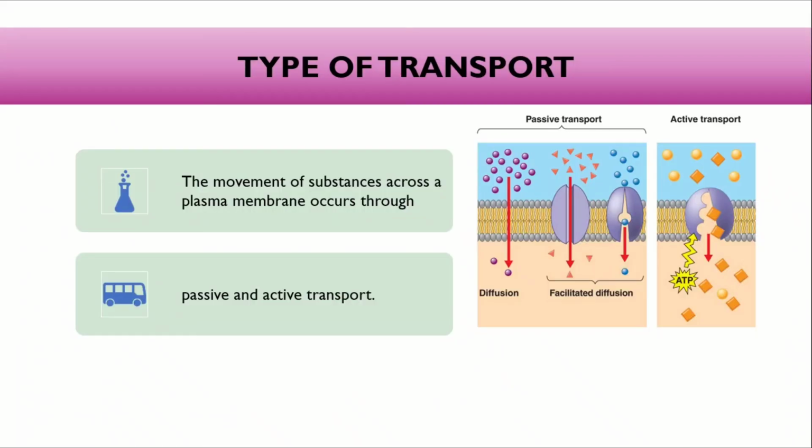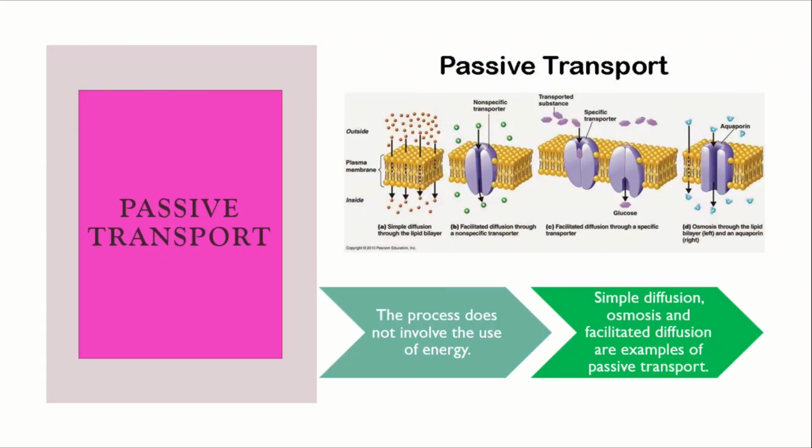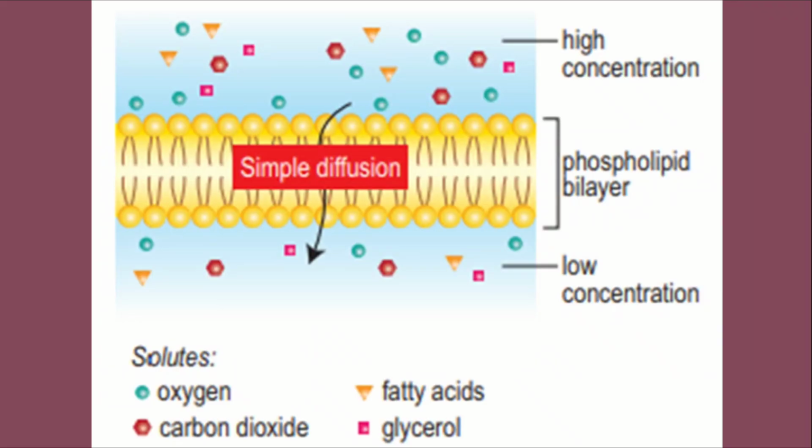There are two types of transport involved in the movements of substances across the plasma membrane. The first one is passive transport and the second one is active transport. What is passive transport? Passive transport does not involve the usage of energy. They are divided into three types. The first one is simple diffusion, osmosis, and facilitated diffusion. Here is an example for the simple diffusion.